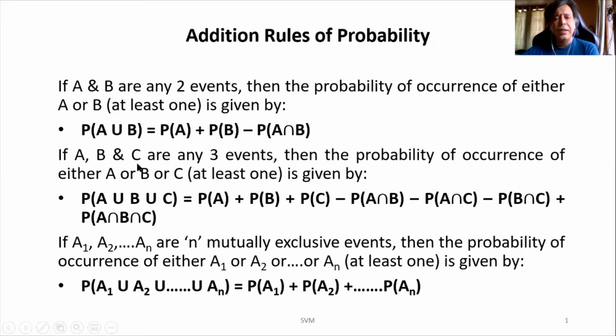Similarly, if A, B, and C are any three events, then the probability of occurrence of either A or B or C, or I can also say at least one of them, is given by P of A union B union C is equal to P of A plus P of B plus P of C minus P of A intersection B. This P of A intersection B can also be written as P of A and B, or simply as P of AB. All are the same.